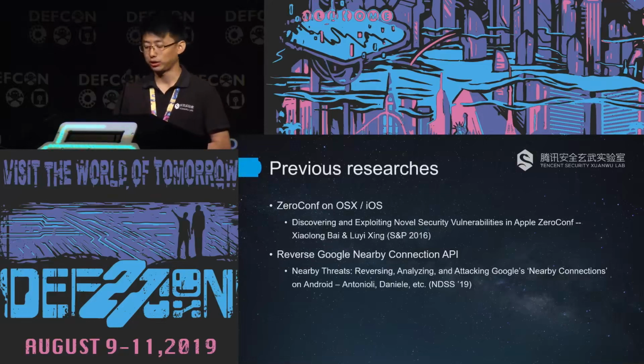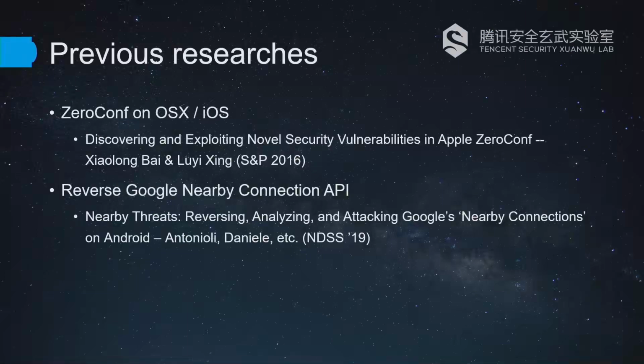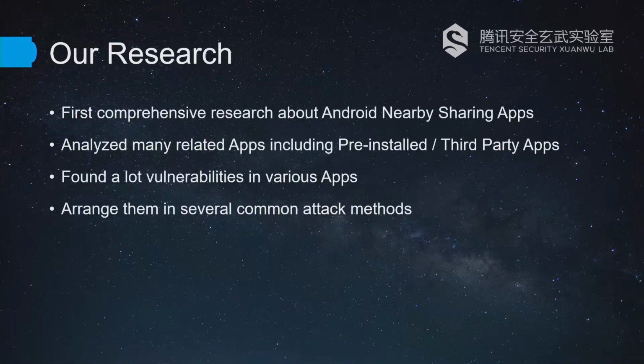We are not the first researchers to notice the nearby communication apps. When researching zero conf on OS X and iOS, researcher Bai Xiaolong and others analyzed AirDrop and found some vulnerabilities. And on NDSS 19, some researchers reverse analyzed the Google Nearby Connections API. However, there is nothing about file sharing apps on Android. My colleague and I will present this in this talk. To the best of our knowledge, our research is the first comprehensive research about Android nearby sharing apps.